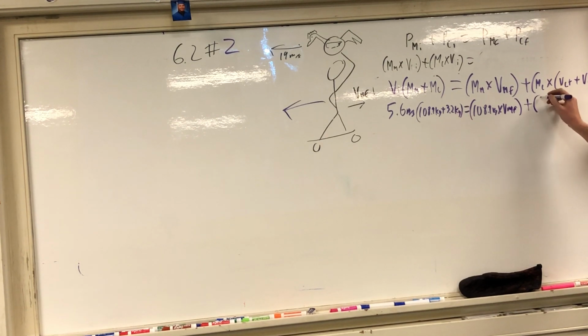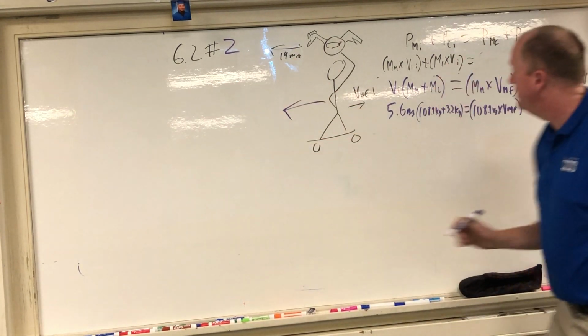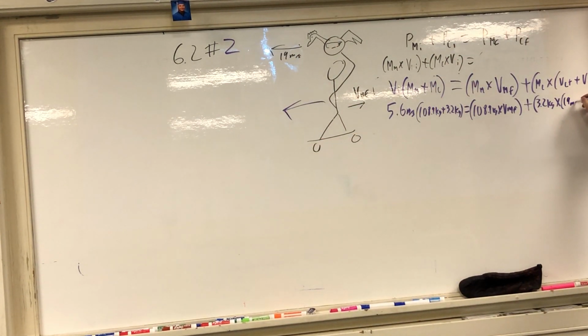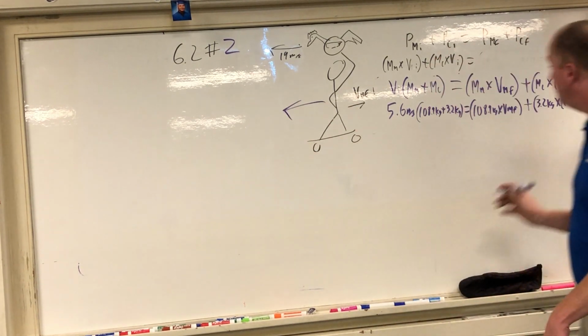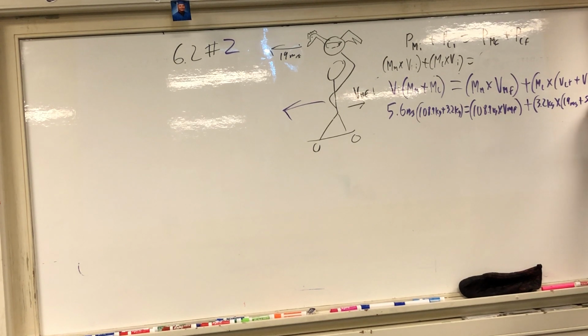Plus mass of the chicken, 3.2 kg, times. Okay, so here's our thing here. The velocity the chicken is thrown is 19 meters per second, plus the initial velocity, because the chicken was moving even before being thrown, of 5.6 meters per second, and I'm on the board. By the way, I keep forgetting, in all cases, the direction is that way, right? That way.